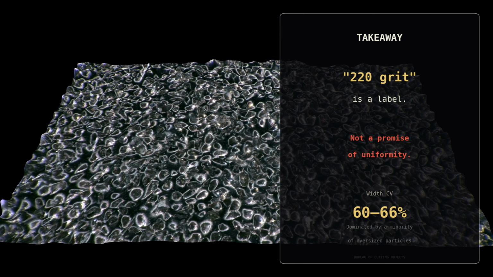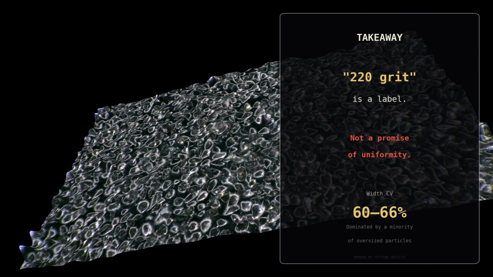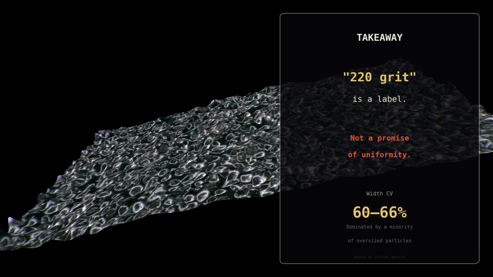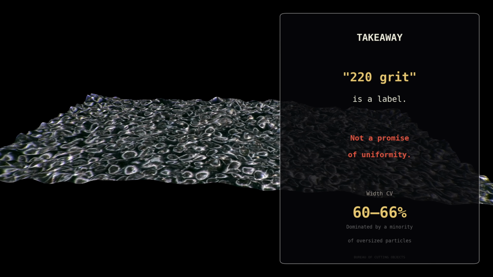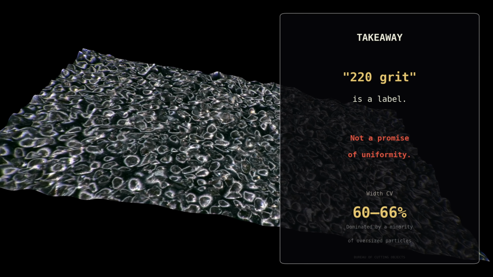So the takeaway: 220 grit is a label. It's not a promise of uniformity. What this stone actually delivers is a range of scratch sizes dominated by a minority of oversized particles.